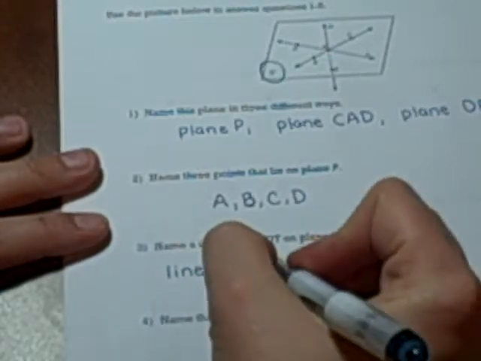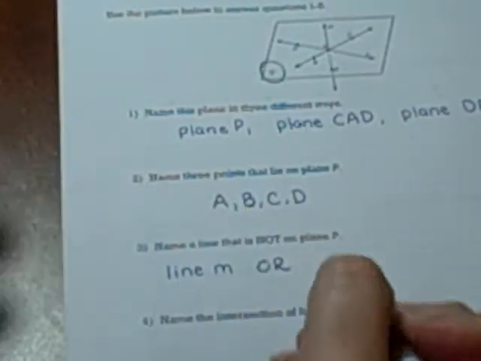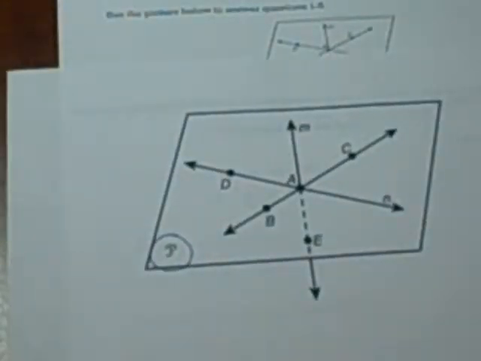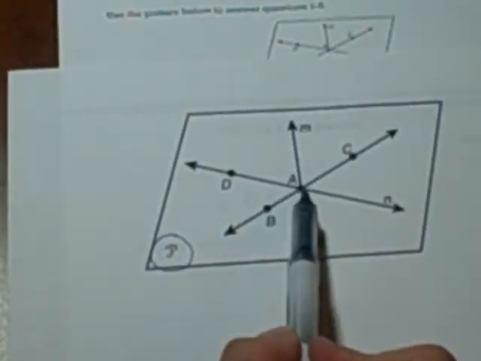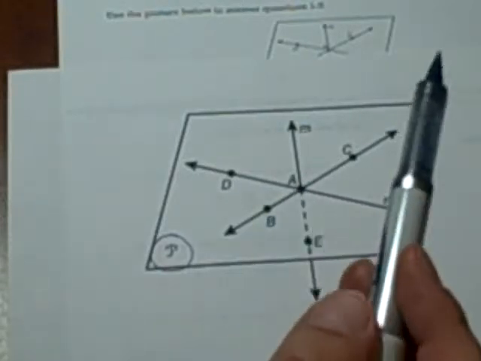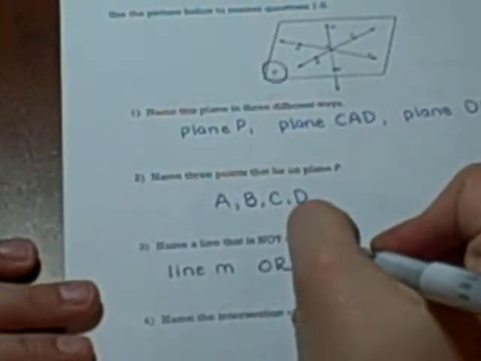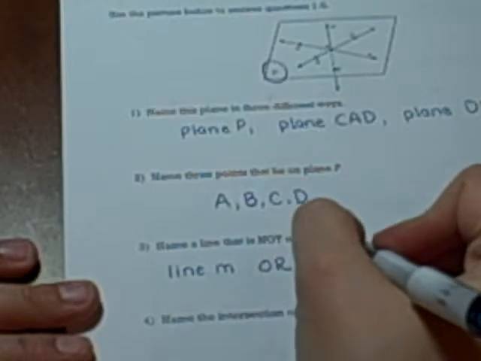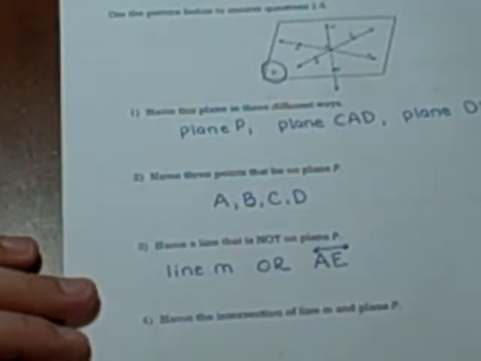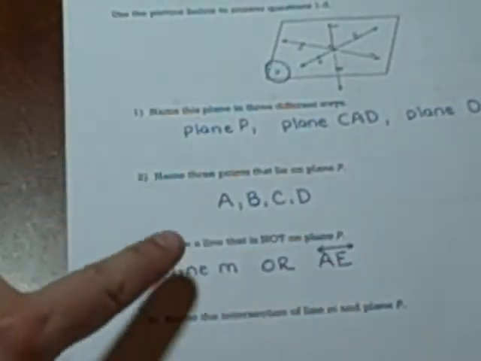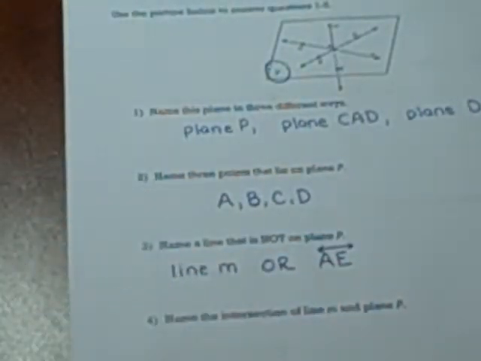The other way I could name that same line, and again, I'm talking about the same line, just a different way to name it, would be to pick 2 points on that line. So the 2 points on this line are A and E. And I could say AE and use the symbol for a line, which is a line with 2 arrows above those 2 letters. You have to use the arrows if you're talking about a line. Otherwise, you'll be talking about a segment. Okay?